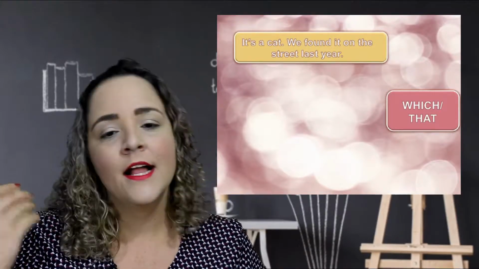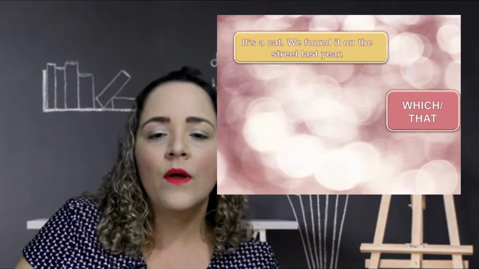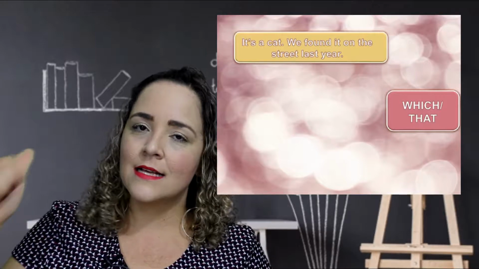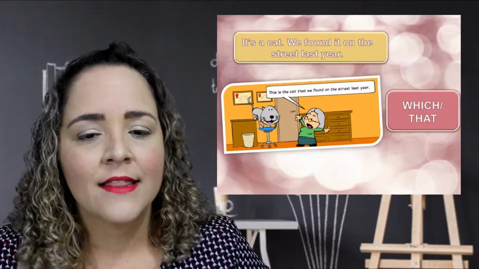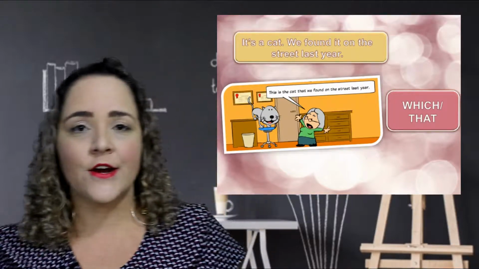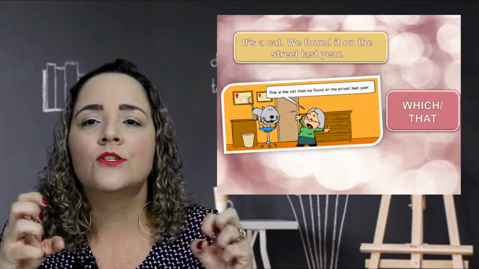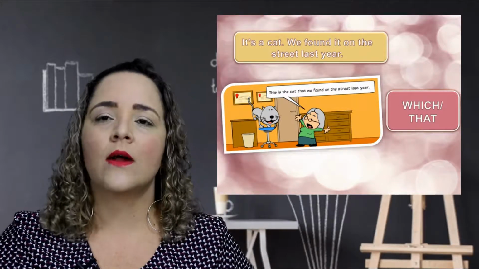Now let's check. It's a cat. We found it on the street last year. This is the cat that we found on the street last year. Everything is here. Okay? So we joined two sentences using a relative clause.